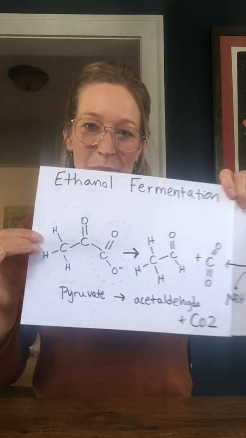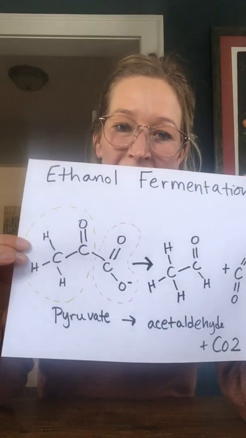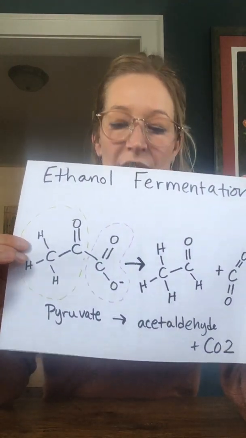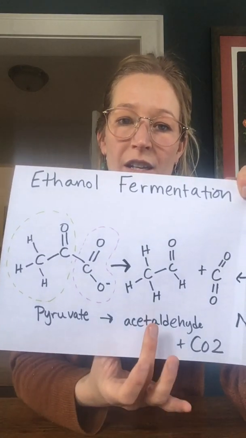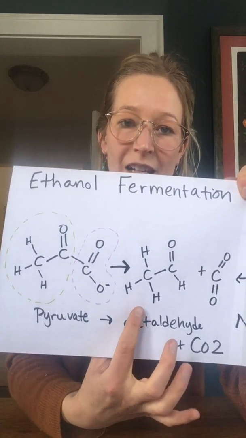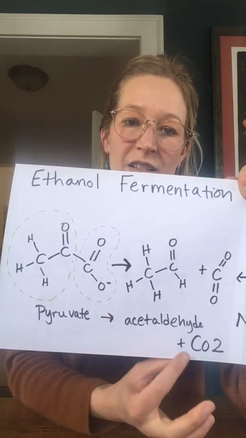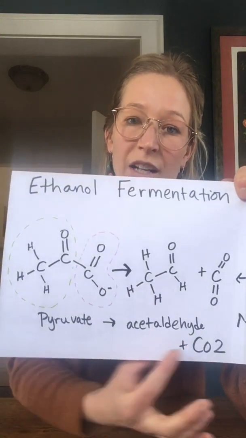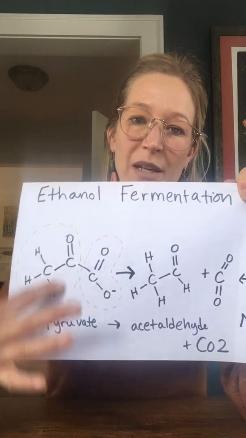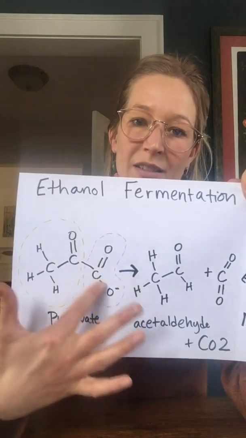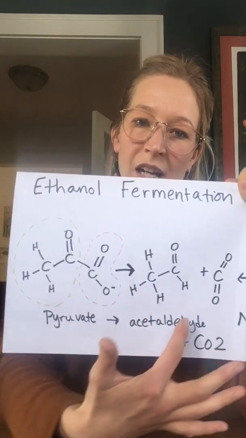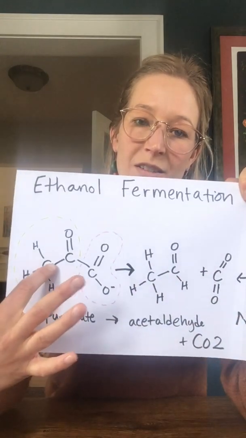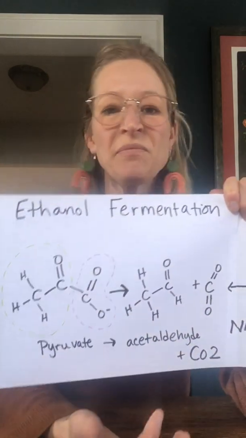So here we have our pyruvates. And what happens first is that pyruvate gets converted to acetaldehyde and CO2 as a byproduct. And so you can see basically how this happens. This bond is broken, this becomes a double bond. We get our CO2, and then this gets converted to acetaldehyde.